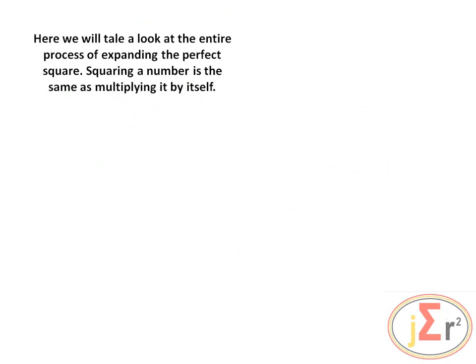Here we will take a look at the entire process of expanding the perfect square. Squaring a number is the same as multiplying it by itself, and also squaring an expression is the same as multiplying that expression by itself. Therefore, (a + b) all squared is equal to (a + b) multiplied by (a + b). There's no difficulty in that.